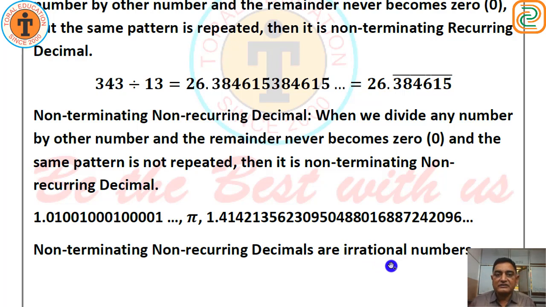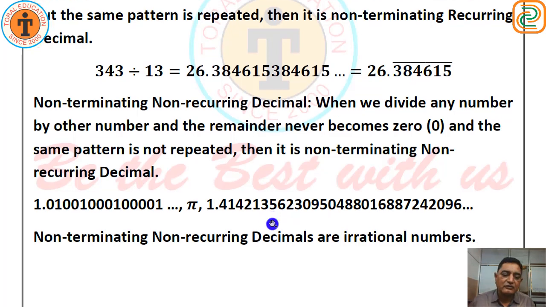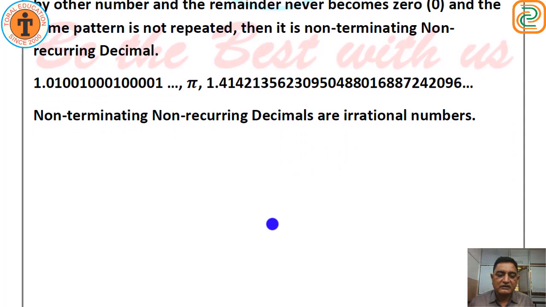Irrational numbers. What kind of numbers? Non-terminating, non-recurring decimals are irrational numbers. Terminating and recurring decimals are rational numbers. Right? But non-terminating, non-recurring decimals are irrational numbers. That we have to see here in the exercise.